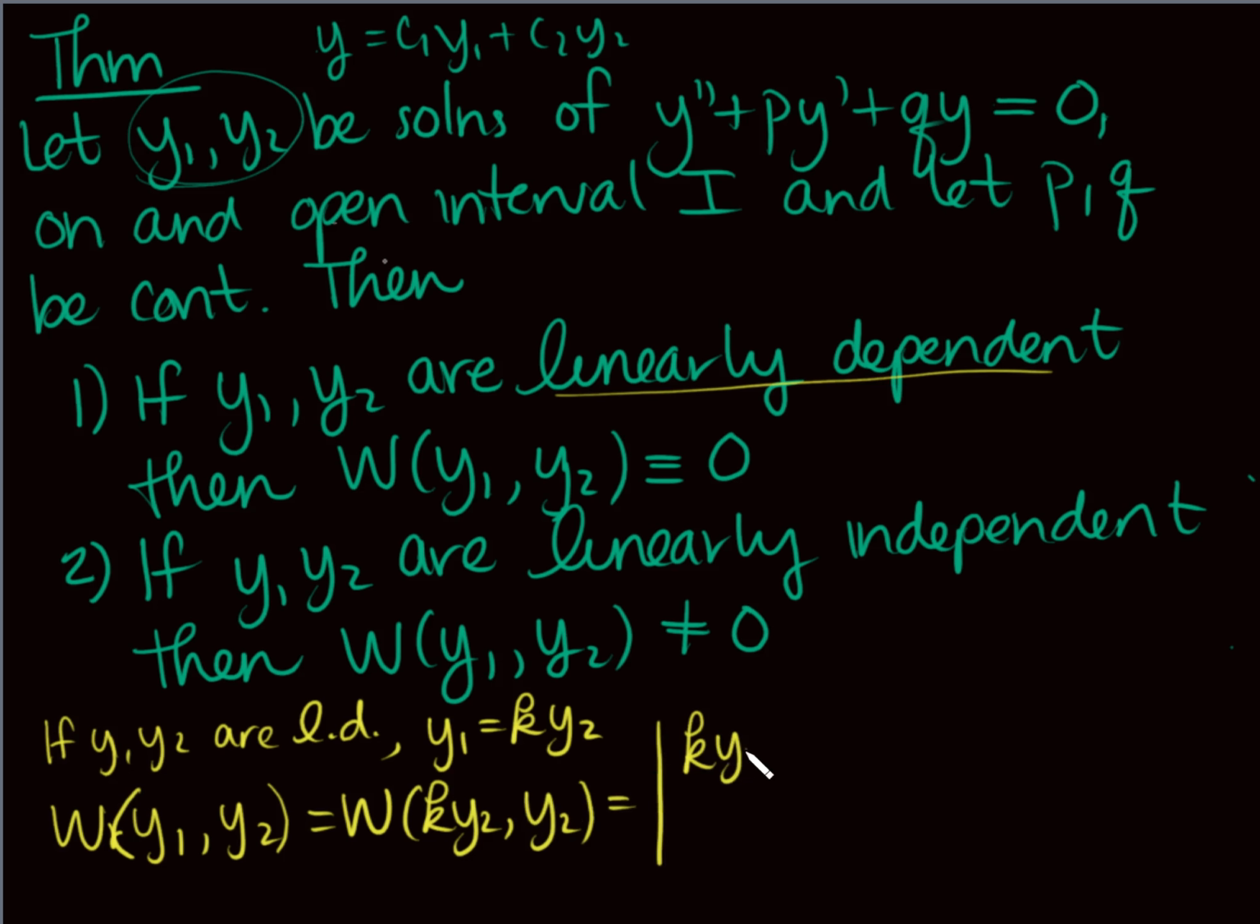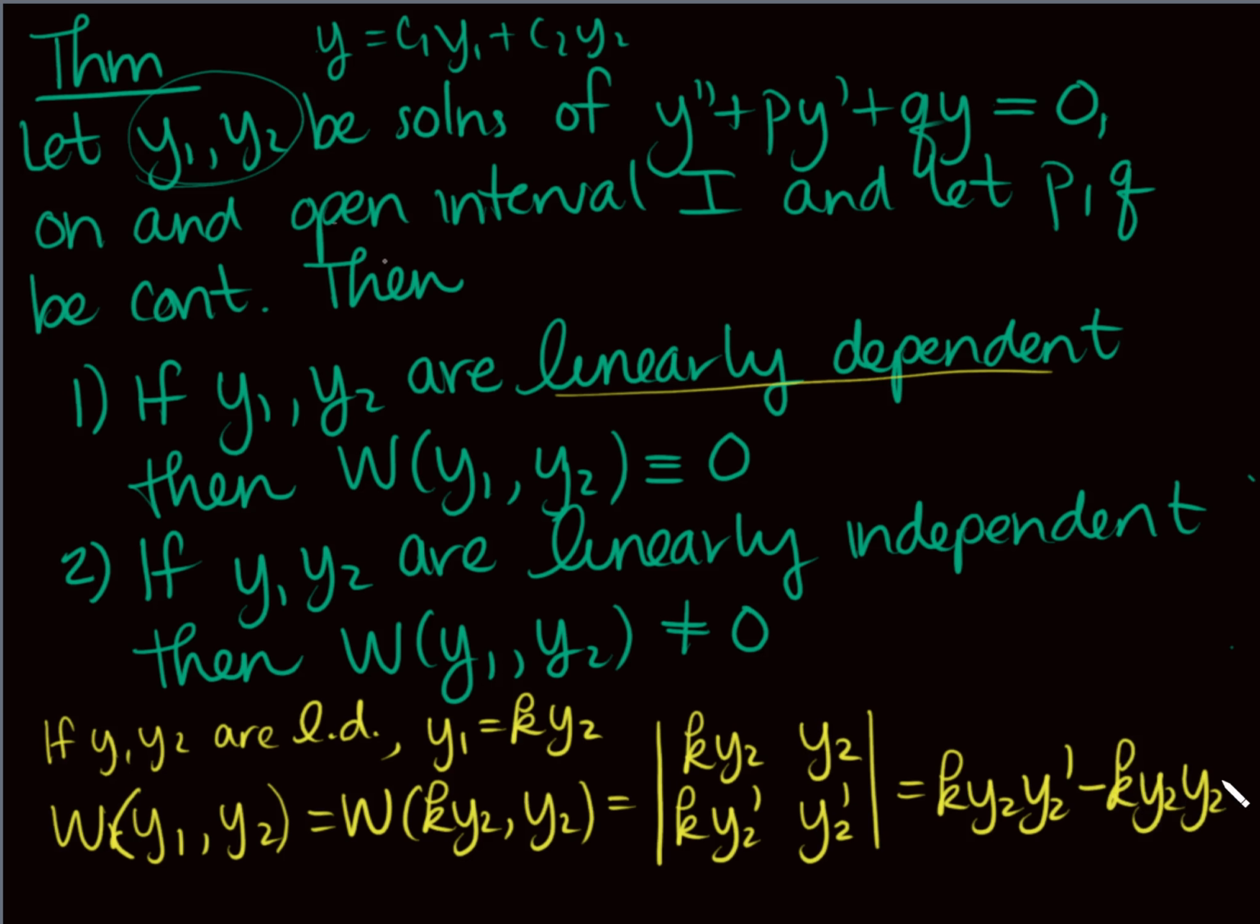I would have k y2, y2. The derivative of that would just be k y2 primed, right? y2 primed. So if I cross these, I would get k y2 primed minus k y2 primed. So do you see why that equals 0 if we have linearly dependent functions? Because if they can be written as constant multiples of each other, then when I take their derivatives, that's not going to change anything, and we're going to get that subtraction right here that'll get us to 0. I hope that makes sense.